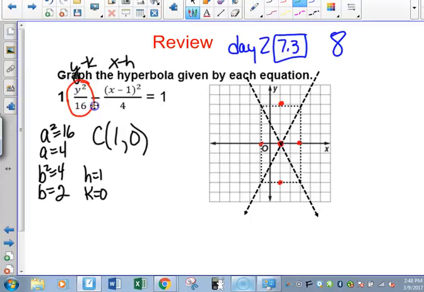It opens what, Shui? Yes. And it doesn't touch the asymptotes, as mine clearly pretends not to, right?